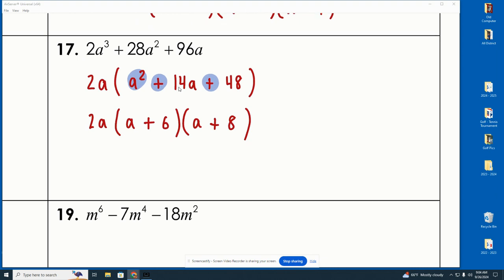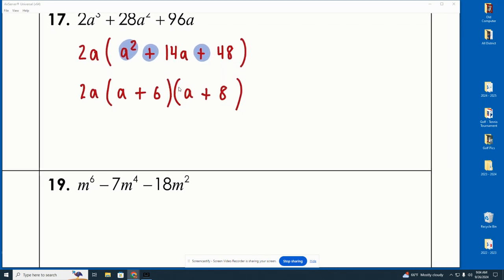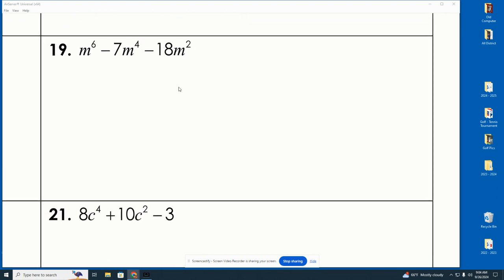All right, probably the most intense one you guys even had, whether you realize it or not, was number 19. Here's what you should have gotten. You should have gotten m squared times m squared plus 2 times m plus 3 times m minus 3. Quite a bit going on here, huh?